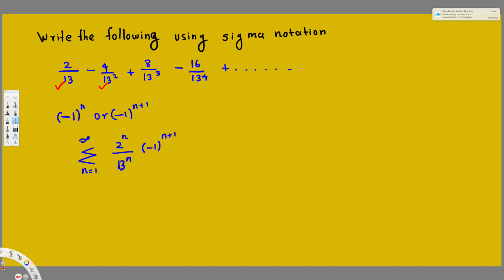So it goes on and on like that, right? If I plug in 3, it's going to give us a positive value, because 3 plus 1 is 4, so this is going to be a positive 1, and here we will get 2 cubed, that's 8, over 13 cubed. So it's going to match everything. So we know that this is going to be the right answer. So this is how we do this kind of problem.